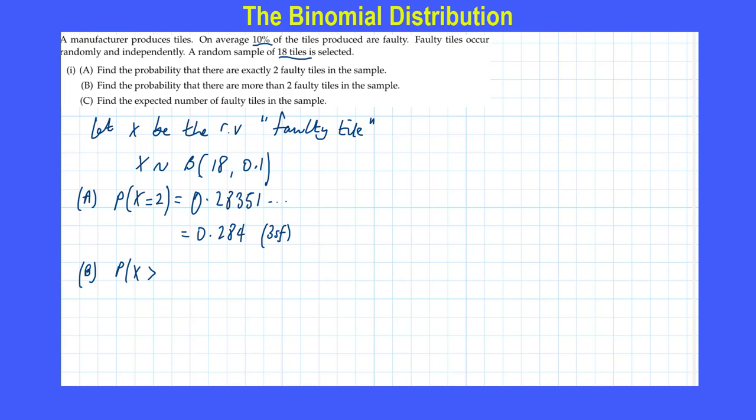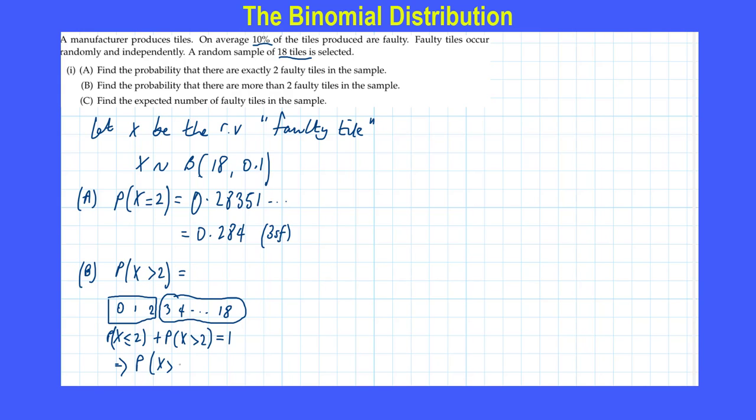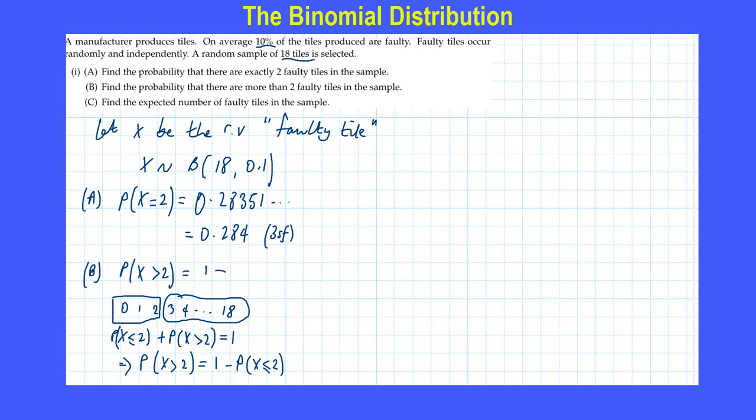Now, for more than 2 faulty tiles, that means X is greater than 2. Now we have to understand here, this is a discrete distribution. So to do this, we need to think about how else we can write it, because our calculator will only give us the value less than or equal to a number. If you look how I've split it up here, I've got circled greater than 2, and in the rectangle 0, 1 and 2 is less than or equal to 2, which is what the calculator would give you. So the probability that X is greater than 2 is 1 minus the probability that X is less than or equal to 2. To work out our required probability, we've got to find that X is less than or equal to 2.